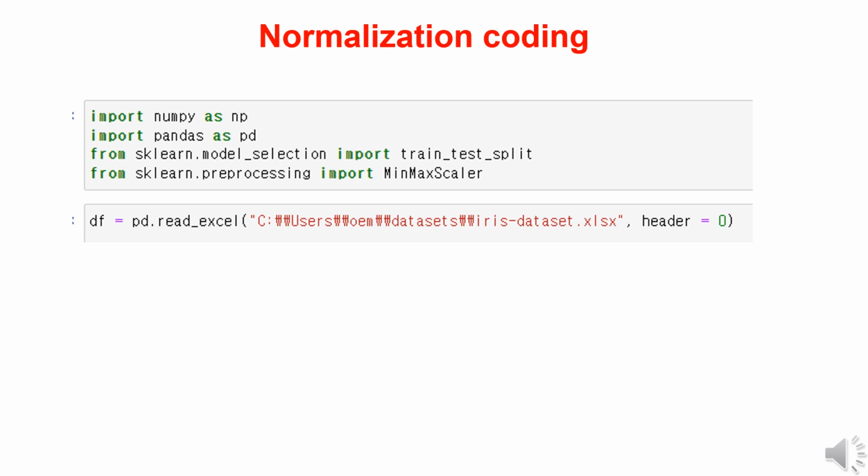Then, based on the previous coding file that classified the iris dataset using a support vector machine model, let's add the normalization process. You can download the Jupyter Notebook file from GitHub and run it directly. First, we import the necessary libraries: NumPy, Pandas, and train test split. Additionally, we also import the min-max scaler library for normalization. Next, we load the Excel dataset.